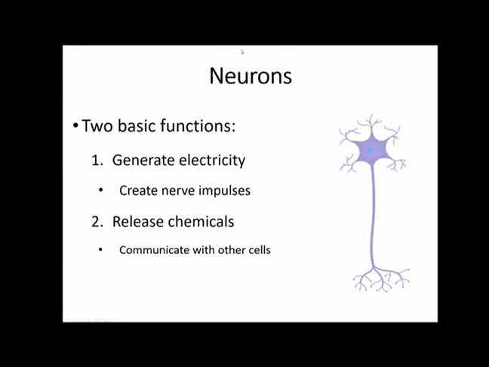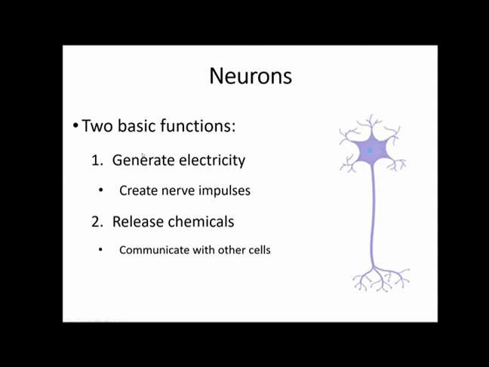So we've already kind of hinted that our neurons are sending electrical impulses. And that's one of the two basic functions that a neuron is going to provide. So these two functions, the first is generating those electrical impulses. They generate electricity in the form of a chemical charge disequilibrium. And that electrical impulse is going to create what we call nerve impulses.